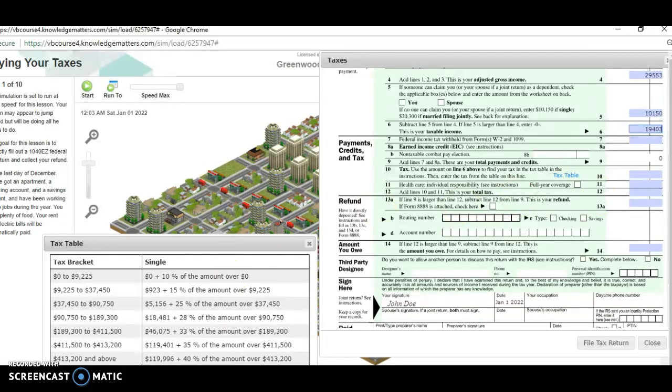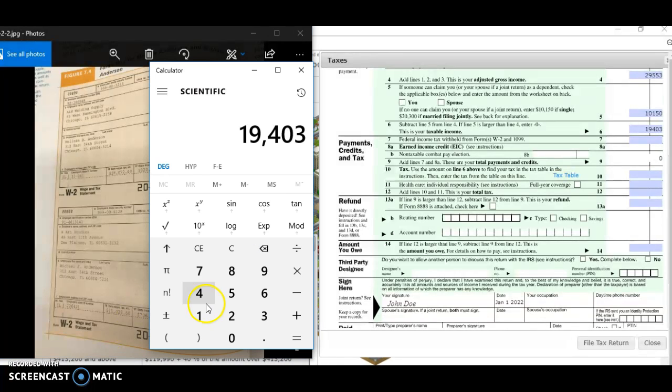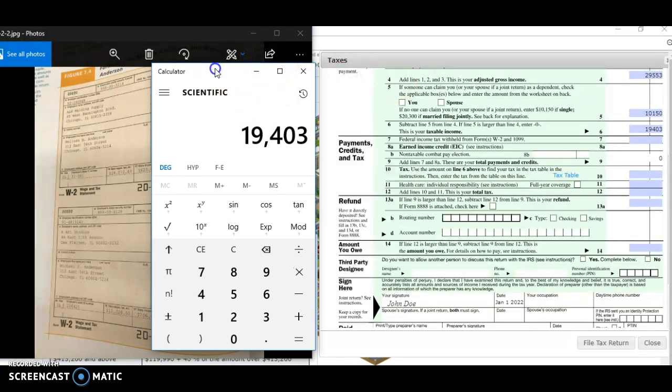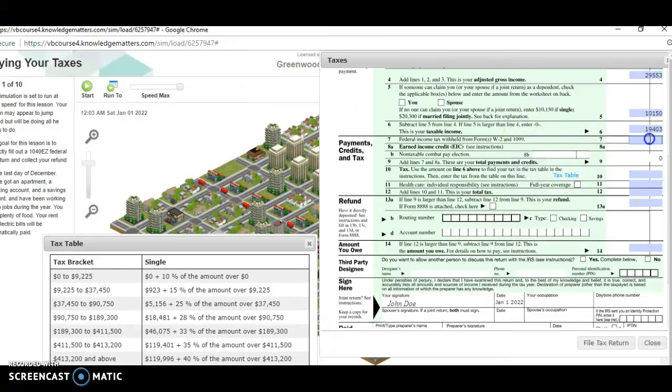All right, now we're going to go back to our W-2s, and we are going to look at how much federal taxes were withheld from both of our W-2s for line number 7. So we're going to take a look at box number 2 for the first W-2 here, and that's $611. We're going to add that to box number 2 in W-2 number 2, and that's going to be $591. So 611 plus 591 is equal to 1,202. So we're going to put that in here in line number 7.